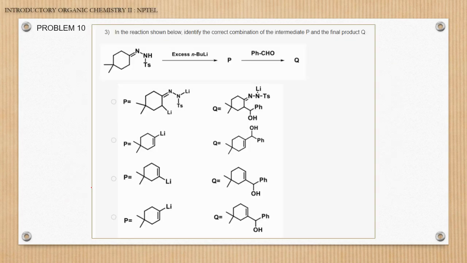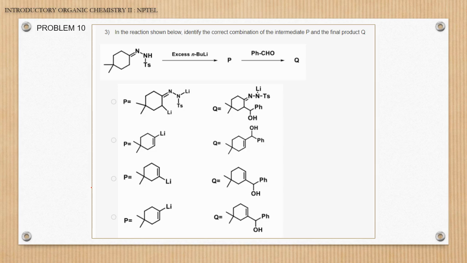So in problem number 10, they are asking you, in the reaction shown below, to identify the correct combination of intermediate P and the final product Q. I have talked very much about this n-butyl lithium and LDA in the previous lectures. So they have taken this hydrazine and treated it with excess butyl lithium.